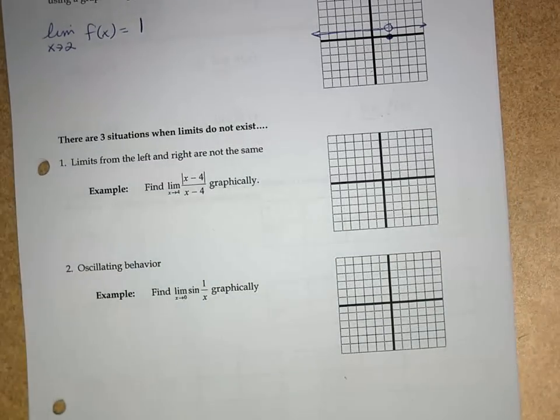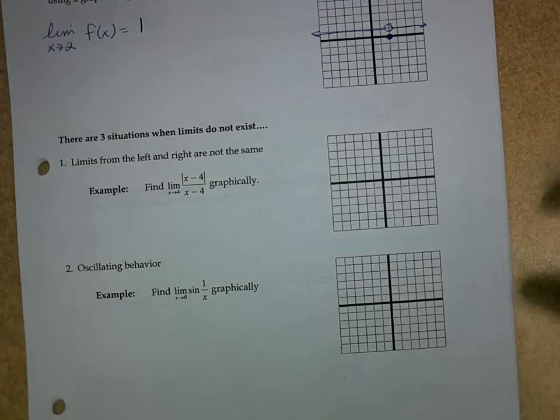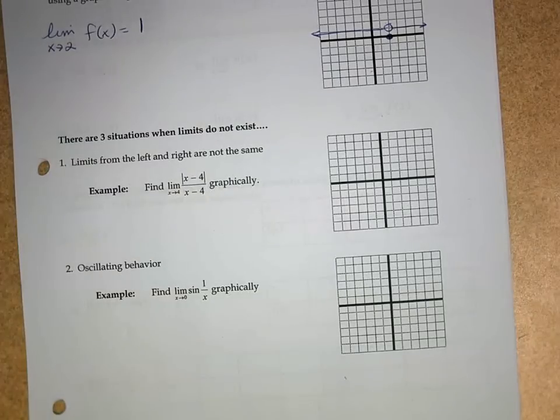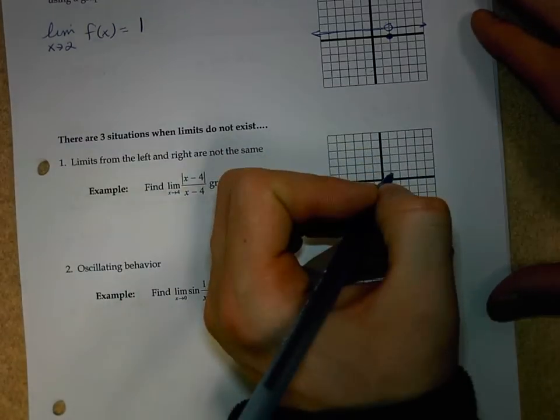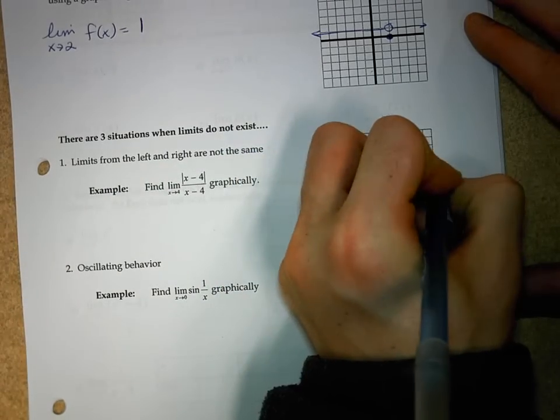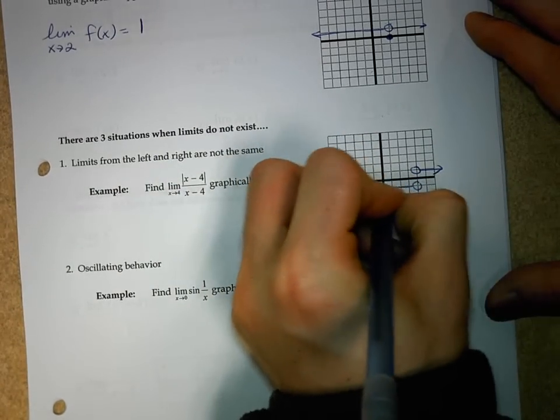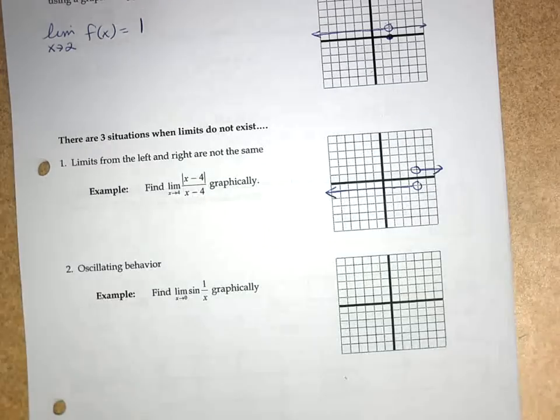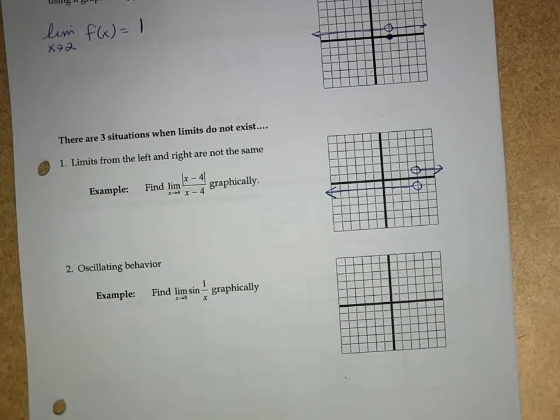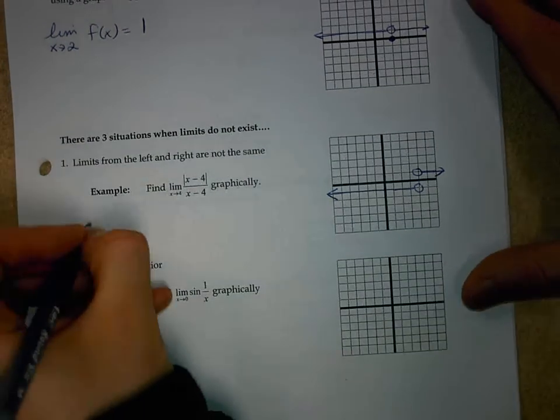Now there are some situations where limits don't exist. The first is when the left-hand and right-hand limits are not the same. Example here, find the limit as x approaches 4 of the absolute value of x minus 4 over x minus 4 graphically. If I were to graph this, my graph is going to look something like this. And here, the limit does not exist.